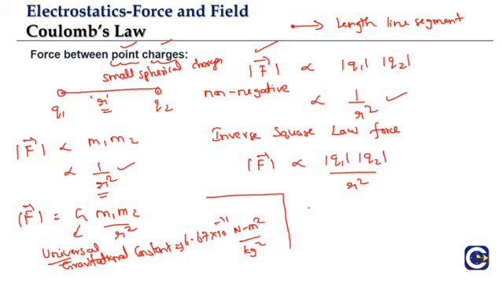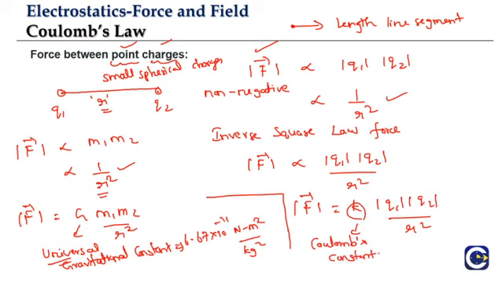So the electrostatic force between two charges will be equal to a constant K. Since this law is proposed by Coulomb, we will be calling this constant Coulomb's constant: mod K into mod Q1 mod Q2 by R square. This K is what we will be calling Coulomb's constant. And here one thing we must notice is that we are not calling it a universal Coulomb's constant. We are calling it merely Coulomb's constant.